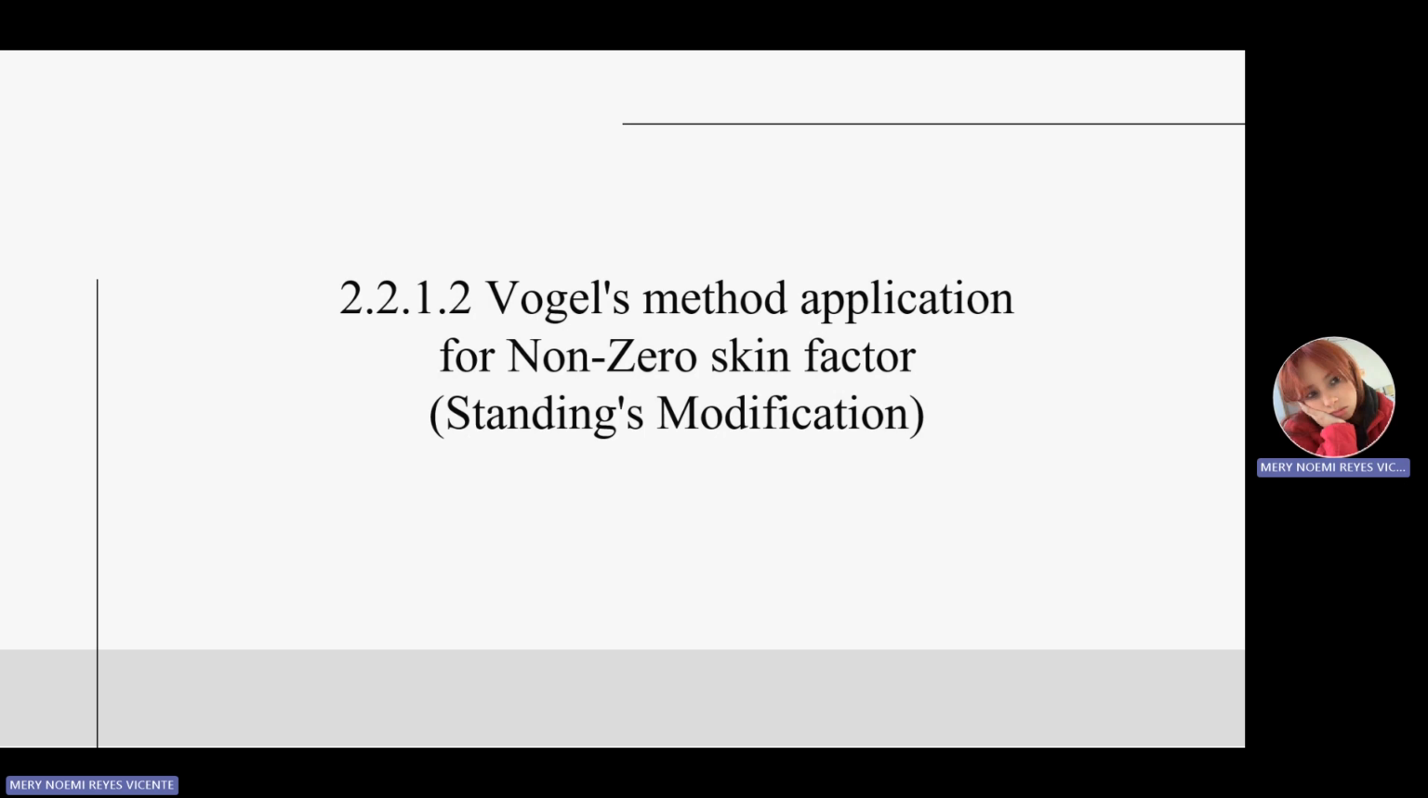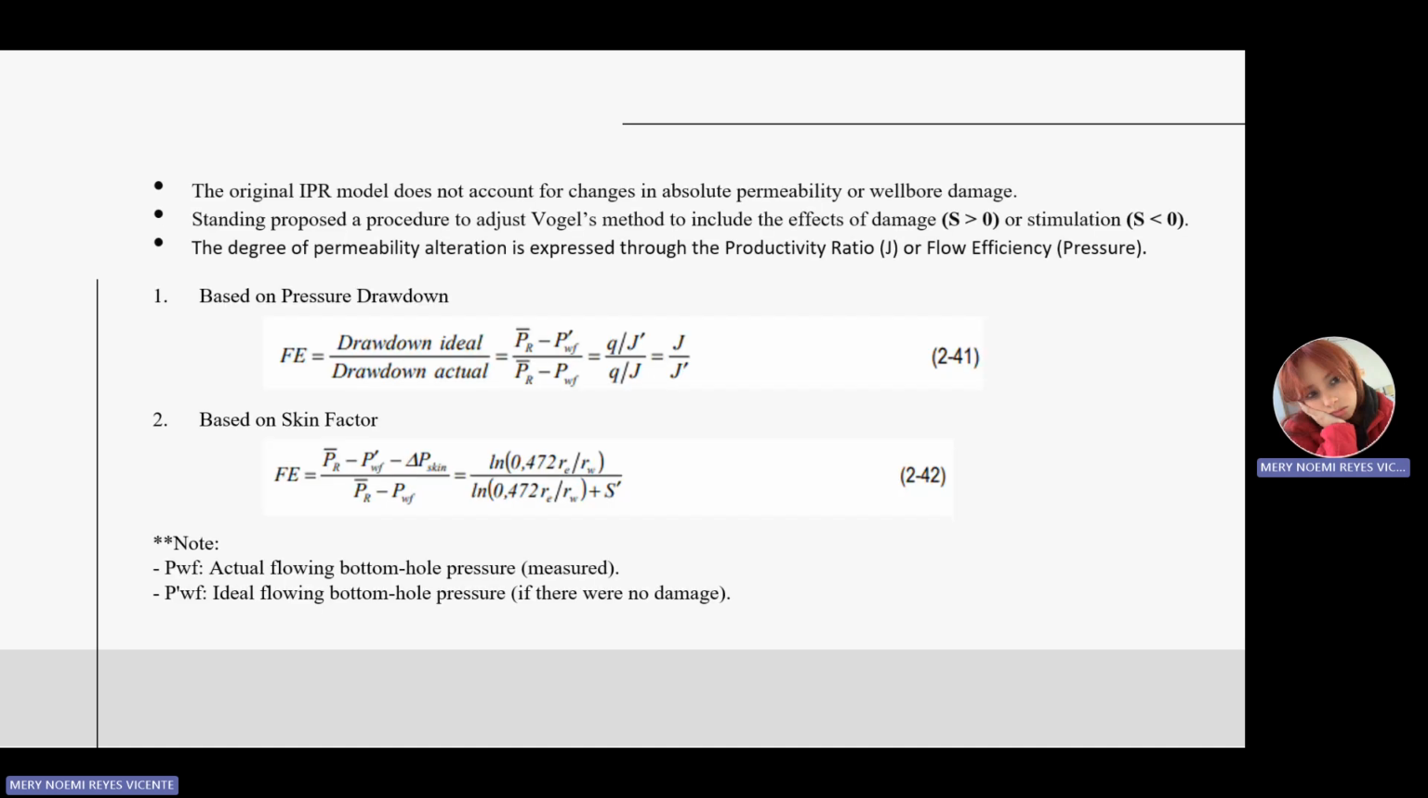We will discuss Standing's modification of Vogel's IPR. As we know, the original Vogel model is limited because it doesn't account for changes in permeability or wellbore damage. To solve this, Standing proposed a procedure to adjust the curve whenever we have a non-zero skin factor, meaning when the well is either damaged or stimulated. We express this change through the productivity ratio, also known as flow efficiency.